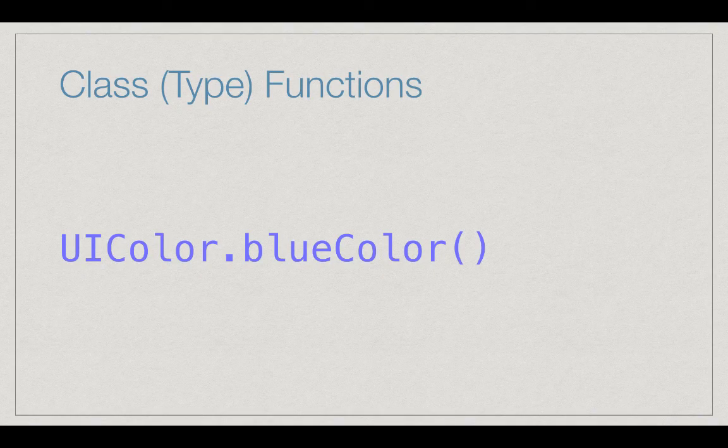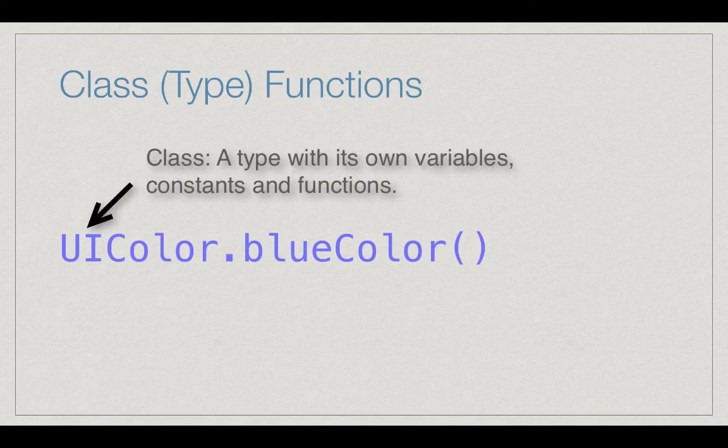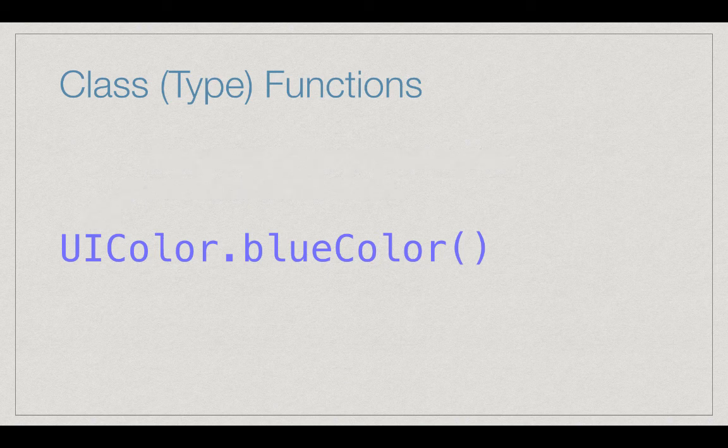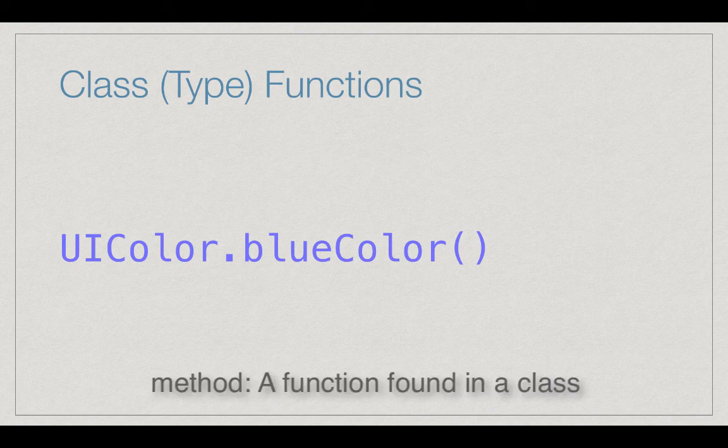Another name for a type is a class. While there really is no difference between a class and a type in Swift, the general rule is classes are more complex types. UIColor is a class which has its own functions and variables. Classes will be our focus for many of our upcoming lessons, but to get your feet wet, I'll introduce another type of function, a class method.